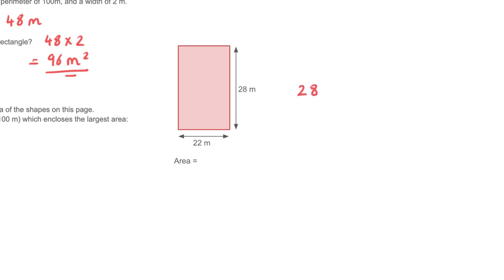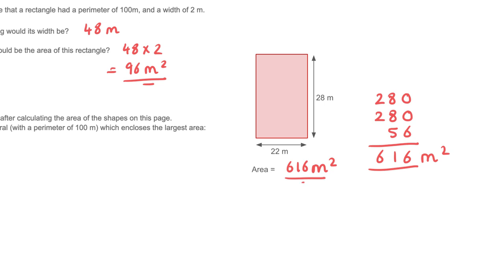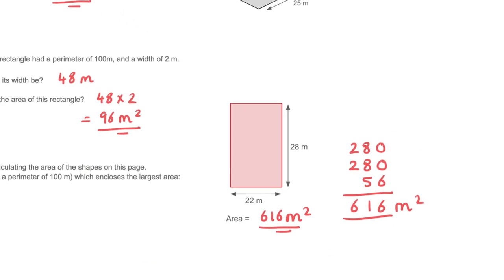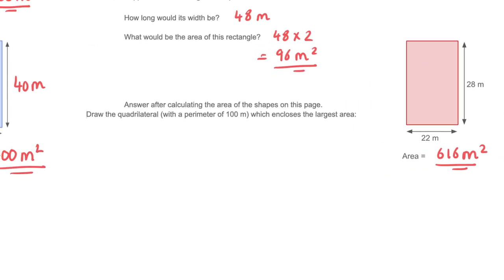And 28 times 10 is 280. So 28 times 20 will be 2 lots of 280. And 28 by 2 is 56. So the area of this shape will be 6, 16, 21, carry 2, 6, 1, 6 meters squared. And notice that the area of this rectangle, 616 meters squared, is the biggest on the page because its side lengths are the most equal.